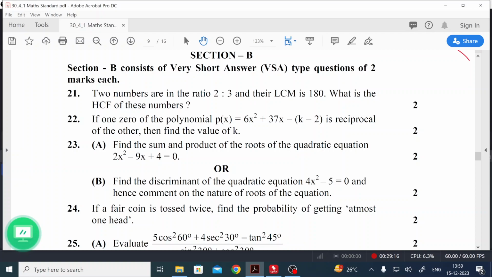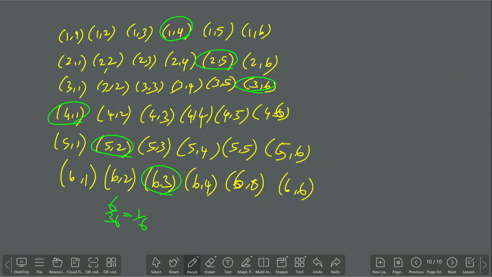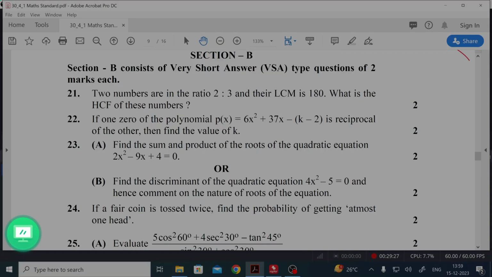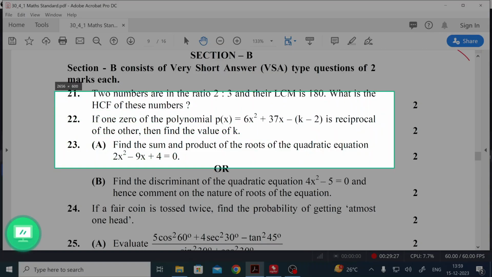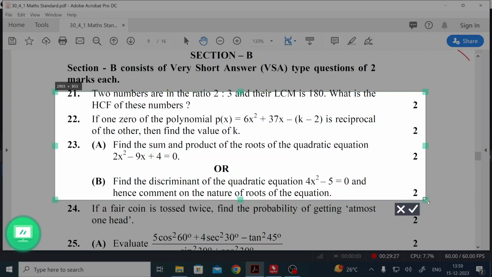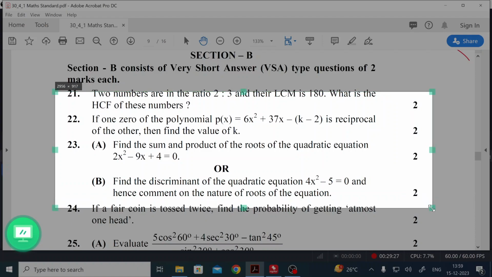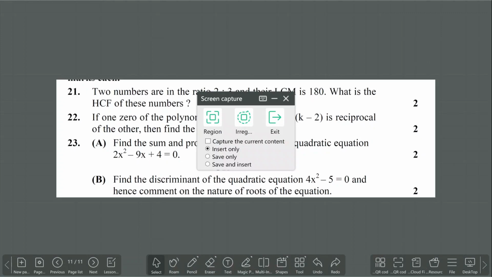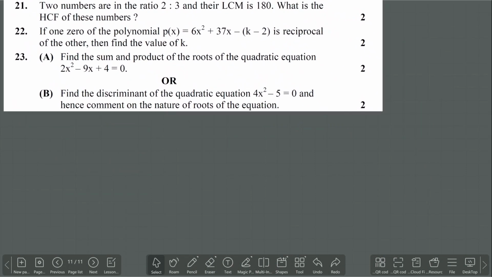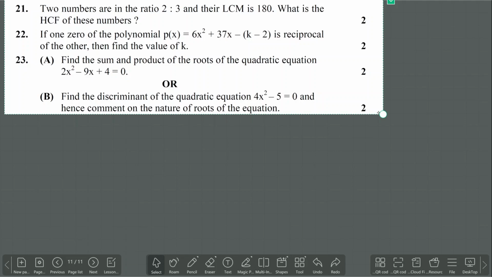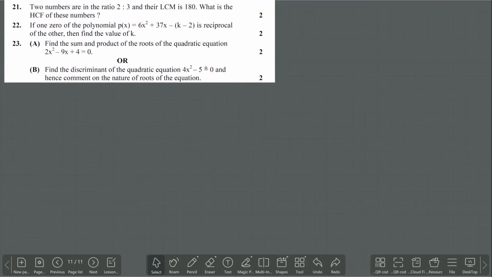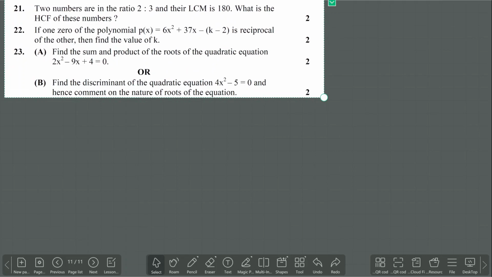Shall we start my 2 mark? I will drop the question. Is it visible, Raja? If it is not, I will make it big. You just tell me. Is it okay?